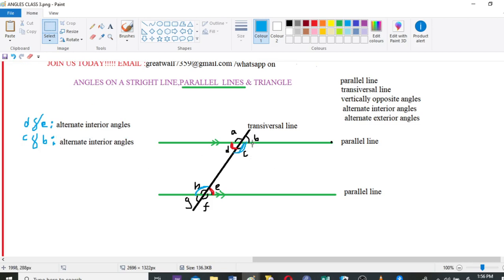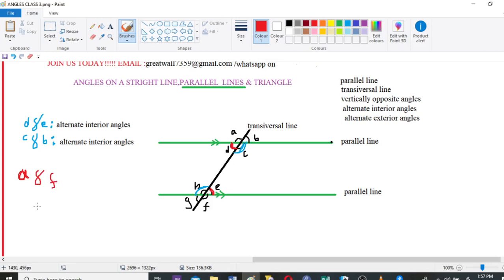Let's look at angle A and F. What type of angles are those? How are they related to each other? There we see angle A and F. They are what we call alternate exterior angles. That's angle A. Let me change the color. So we're saying angle A and angle F.